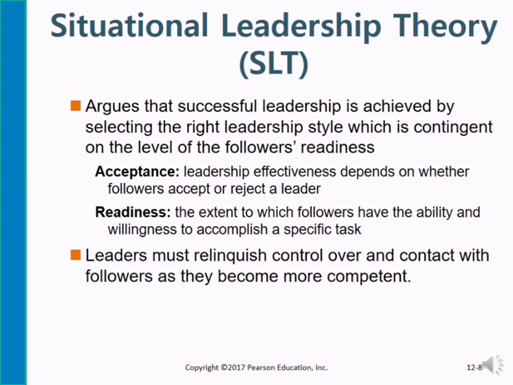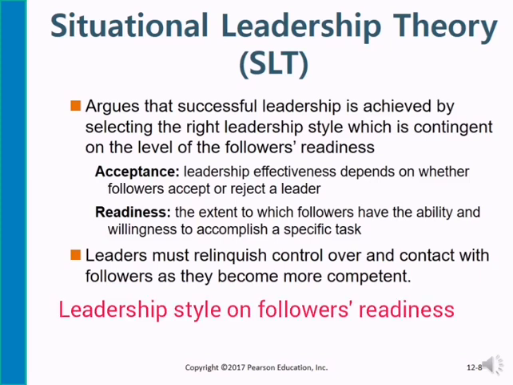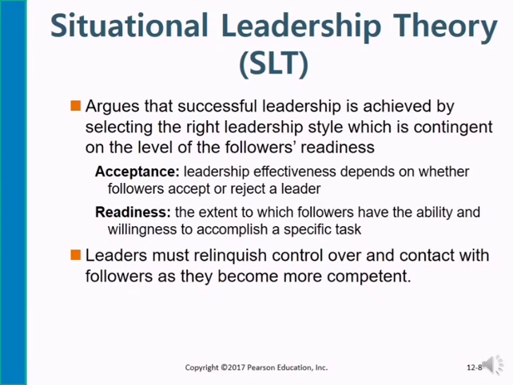Next, we have the situational leadership theory, which we can also call SLT. In this theory, they argue that successful leadership is achieved by selecting the right leadership style, which is contingent on the level of the follower's readiness. So instead of focusing on workplace factors, this theory suggests that leaders should adjust their styles to the followers and their abilities.